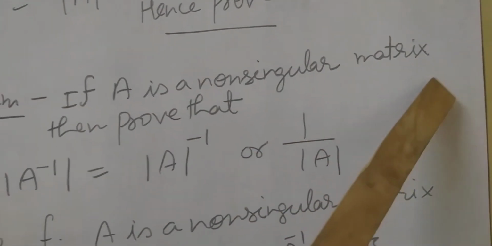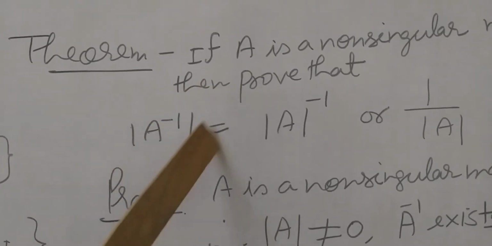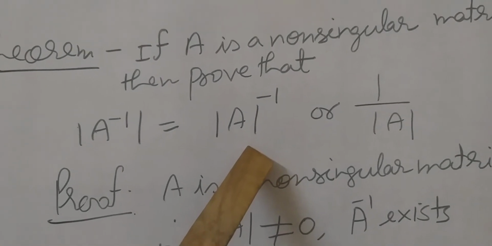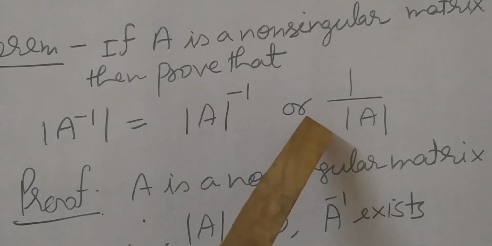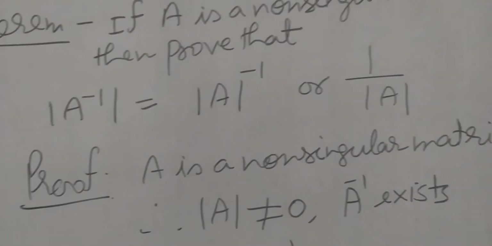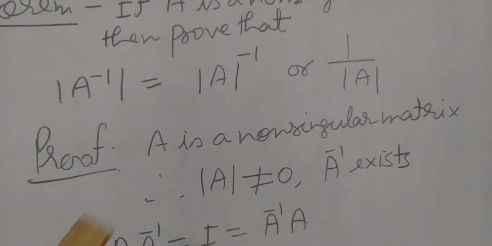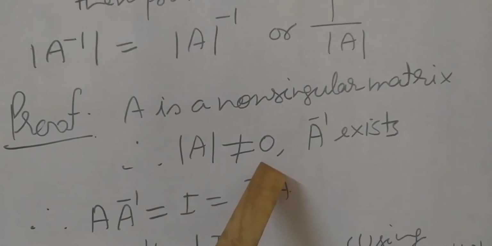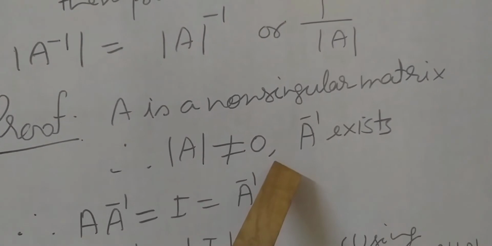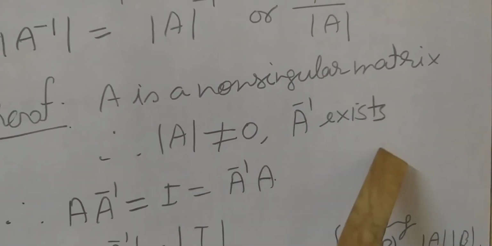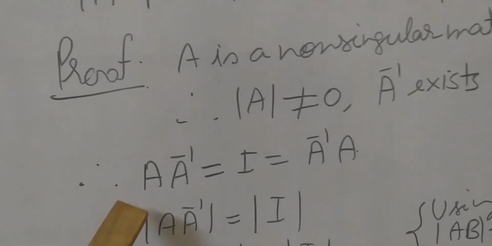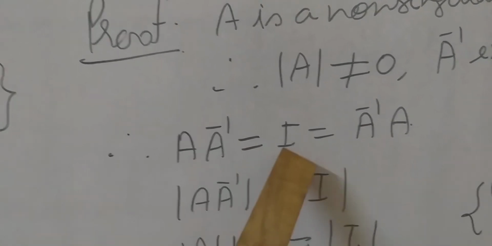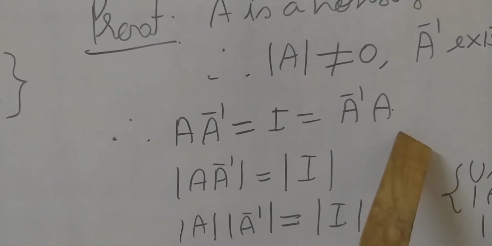If A is a non-singular matrix, then prove that determinant of A inverse equals determinant of A inverse, or 1 upon determinant of A. So students, A is a non-singular matrix, so determinant of A is not equal to 0. We know that, and A inverse exists. Now this property we know, students: A into A inverse equals I equals A inverse into A.